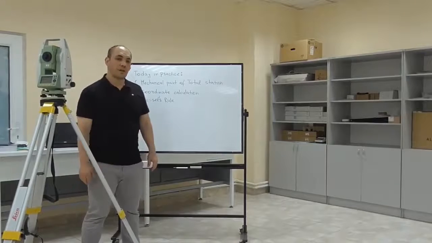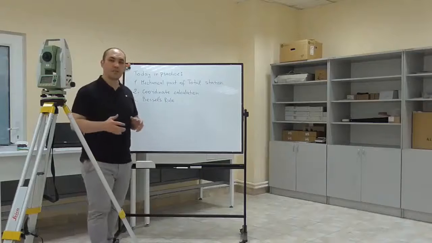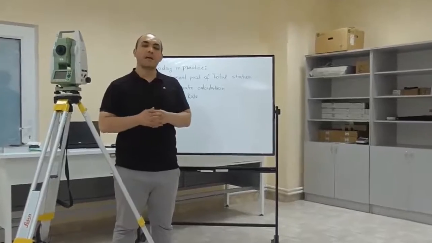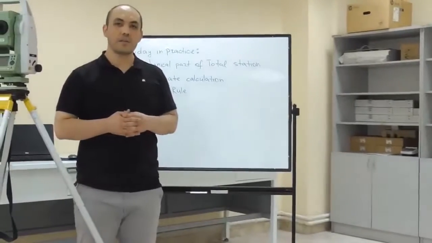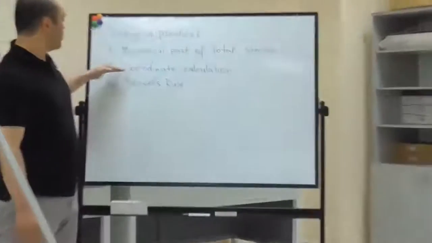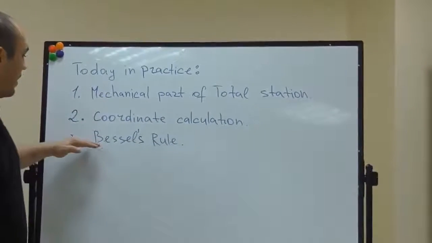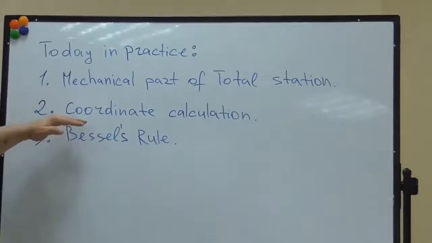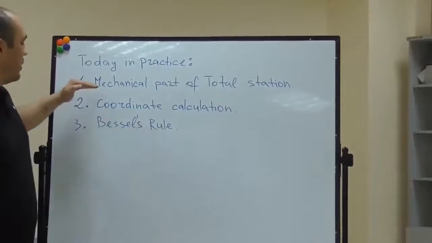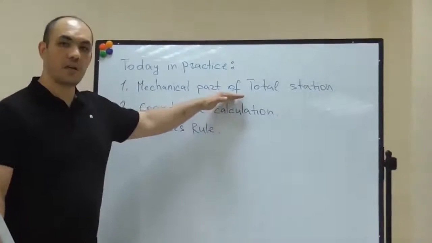In the first video practice, we learned how to set up the total station over the survey mark, and we did leveling and centering. In today's practice, we will learn how to calculate the coordinate points, and we will calculate coordinates of the points with a Bessel rule. During this process, I will introduce the mechanical parts of the total station.